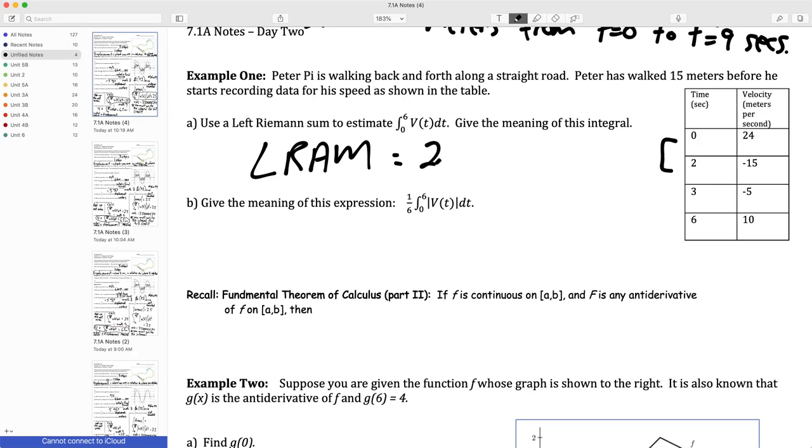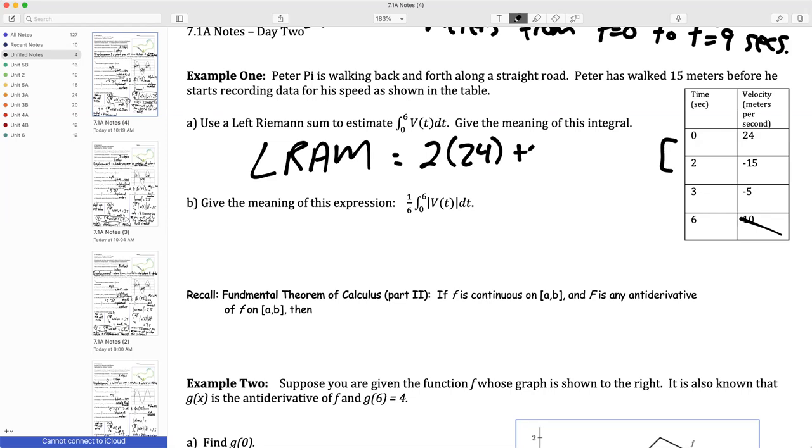What is my height? Why is it 24 and not negative 15? It's a left Riemann sum. We do. That's why I said several times at the beginning of class to get your calculator.